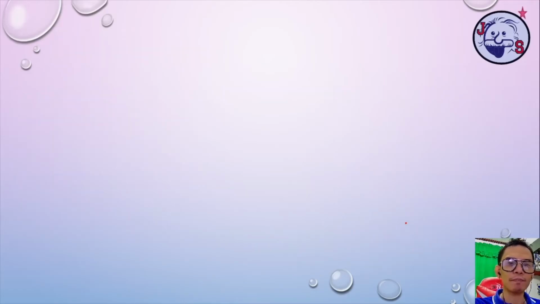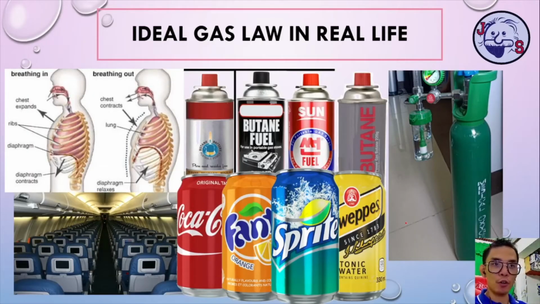Okay, so what are the possible applications of the ideal gas law? So we have here breathing, one of the applications. Next one is the compressed gas can, like the one that you have right here. And we have the pressurized gas tank over here, the oxygen tank, which is used in hospitals. It uses the idea of the ideal gas law.